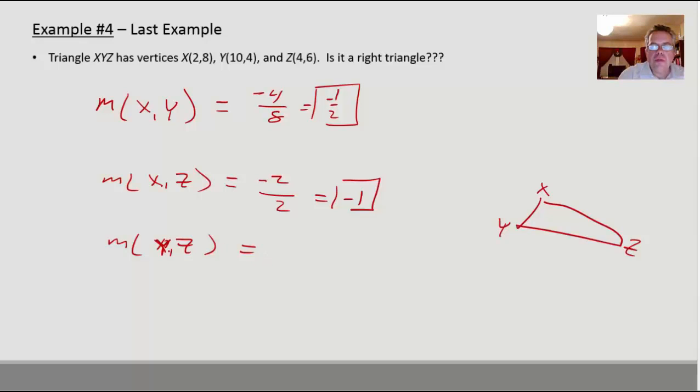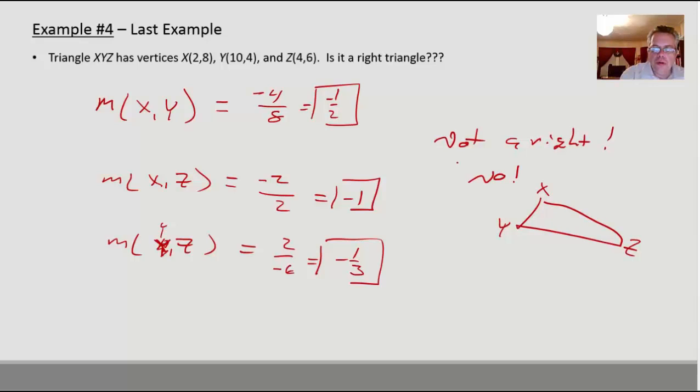Okay, so Y and Z. That's the pair we don't have. So Y and Z, 6 minus 4 is 2, and 4 minus 10 is negative 6, so it's negative 1/3. None of these are opposite reciprocals, so this is not a right triangle. Or simply, no.